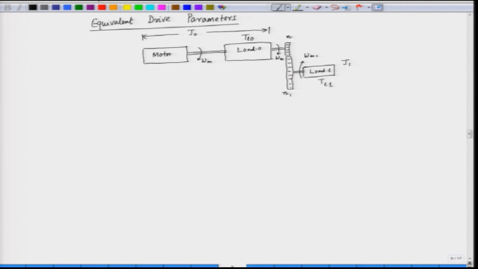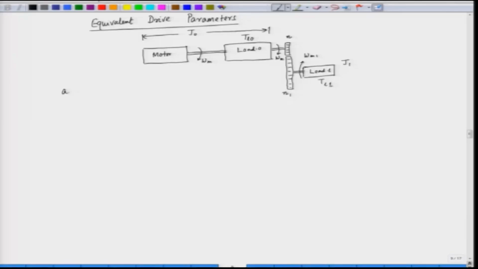Now, when this system is coupled to the motor, we have to see what is the equivalent inertia seen by the motor and what is the equivalent torque seen by the motor. Now, let us first talk about the gear ratio. The gear ratio here is the number of teeth of the motor side by the number of teeth of the load 1 side, that is n by n1.